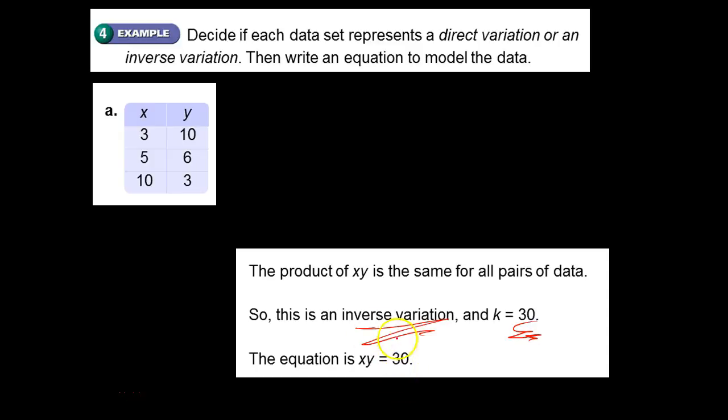So to rewrite this, because like I said, we do not want to leave it as k equals 30, plug it back in. X times y equals 30. So then divide by x, y equals 30 over x is your inverse variation equation.